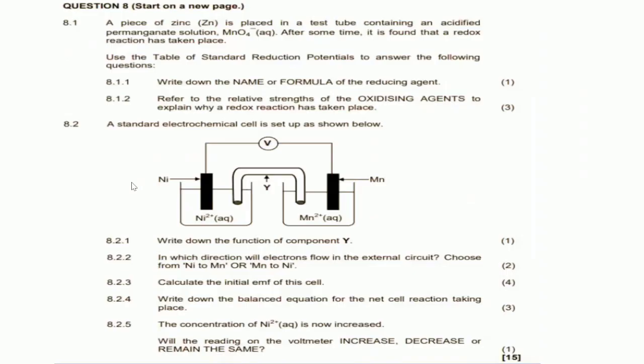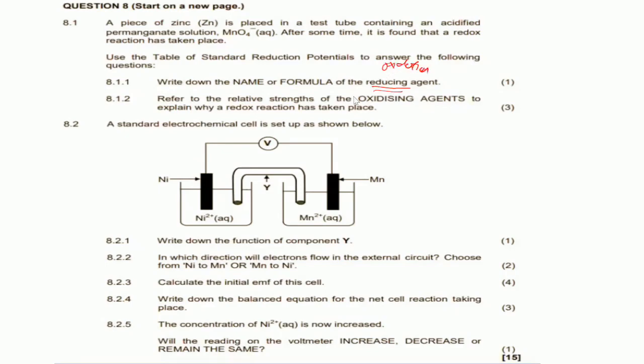Okay, then we have 8.1. It says a piece of zinc is placed in a test tube containing an acidified permanganate solution, which is MnO4-. After some time, it is found that a redox reaction has taken place. Now, it says, use the table of standard reduction potentials to answer the following questions. First, it says, write down the name or formula of the reducing agent. Again, the reducing agent is the one that undergoes oxidation.